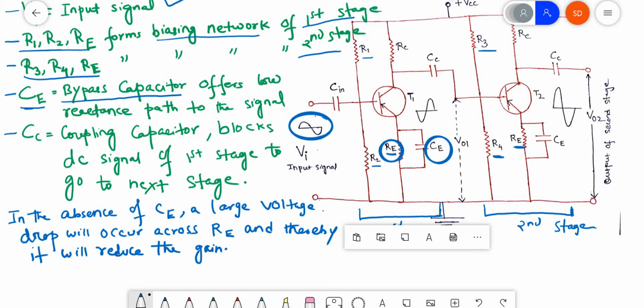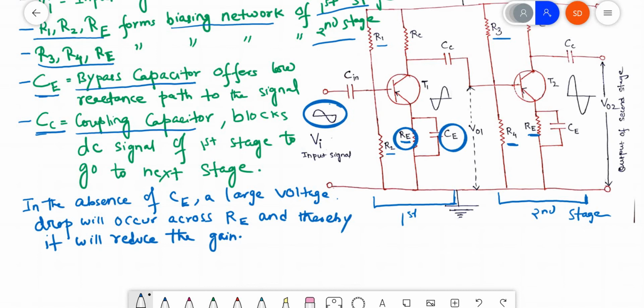Next we have Cc, the coupling capacitor. What is the function of the coupling capacitor? It allows the AC signal to go from the first stage to the next stage, but it will block the DC signal.